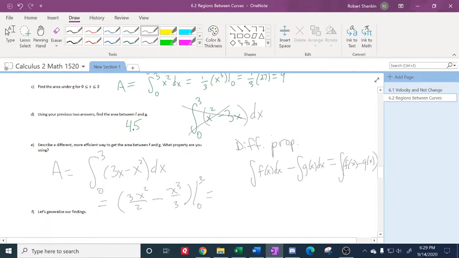When I put 0 in, it's going to zero everything out, so I'm just going to put the 3 in. I'm going to get 27 halves minus 27 thirds, which is 9, which is 13.5 minus 9, which is 4.5. We get the same answer. Goes very quickly. All right.